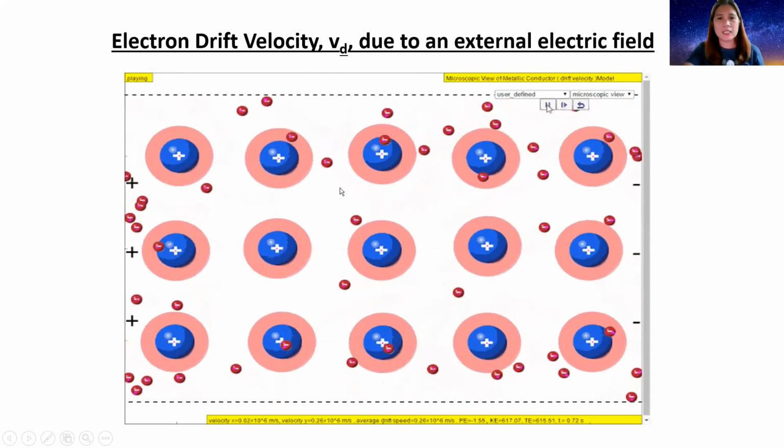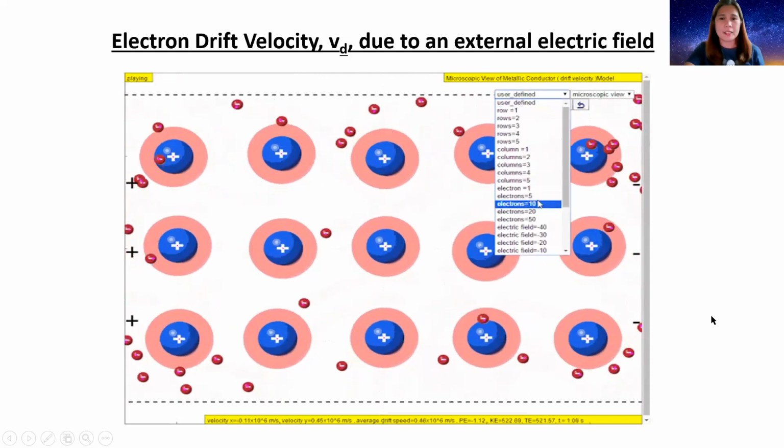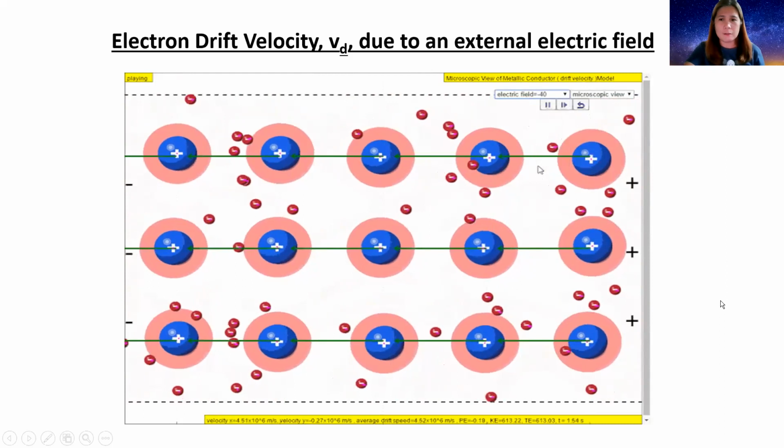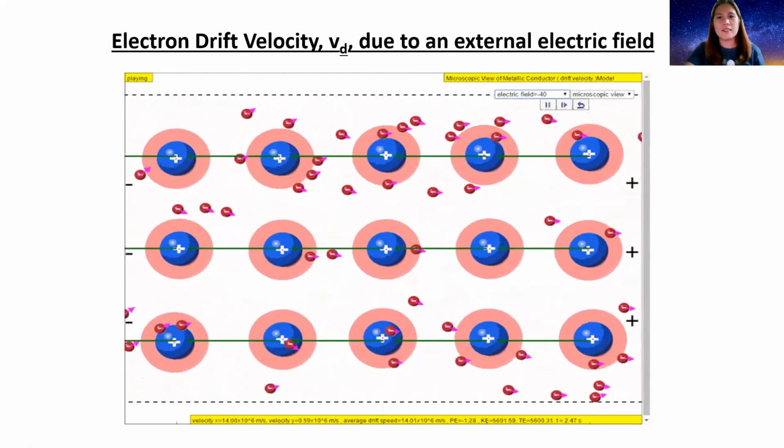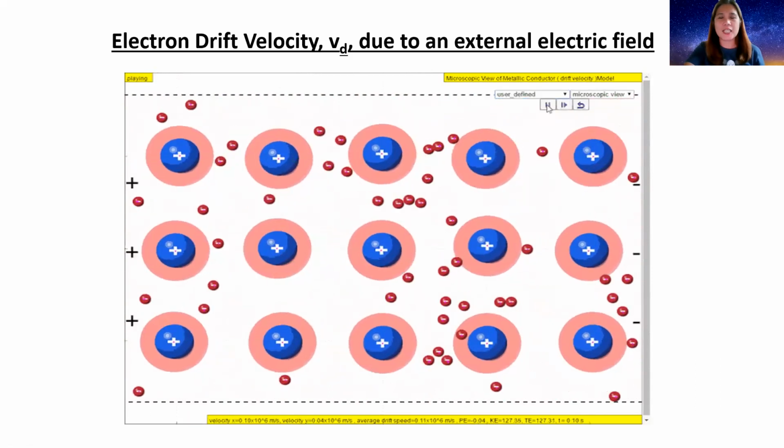However, okay, let's look at the animated GIF here. Again, the red small dots are the free electrons.